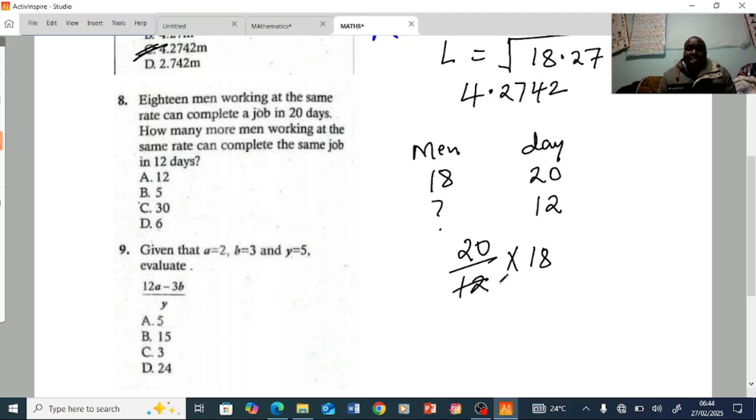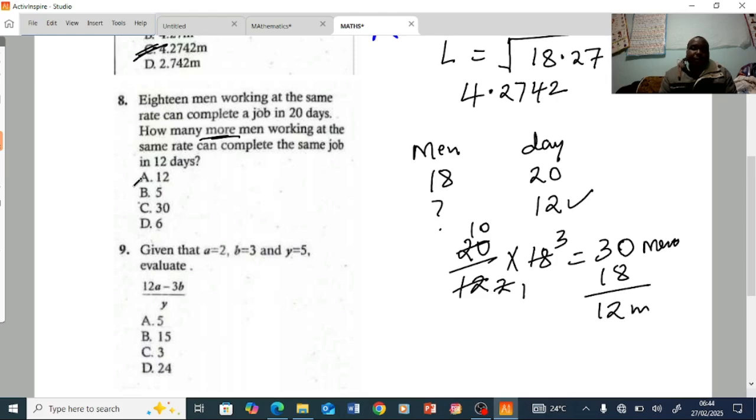So here 3 times 6 is 18, 2 times 6 is 12, 3 times 10 is 30. So definitely this is correct. They will need that many men, because now those men will do this work in 12 days. The number of men must be more for them to do the work in 12 days. But the question asks, how many more men. So if now we have 30 and initially they were 18, we will have 12 more men. 12 more men are required.